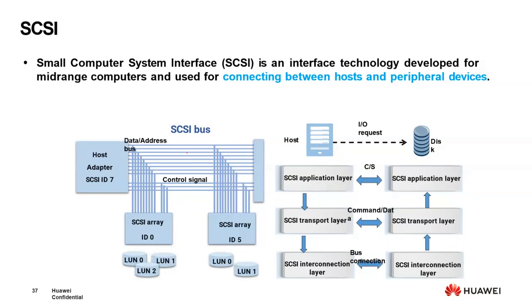Likewise, it has a number of applications. Between the SCSI application layer and the SCSI application layer, there is what is called the CS connection. Between SCSI transport layer and SCSI transport layer, it uses a command or data. Between SCSI interconnection layer and SCSI interconnection layer, you have a bus connection. So these are the different connections it has. What you need to remember here is that if you have a host, server, or a data center, and you need an additional device as storage space, then you may need the SCSI card connecting as a bus to it.